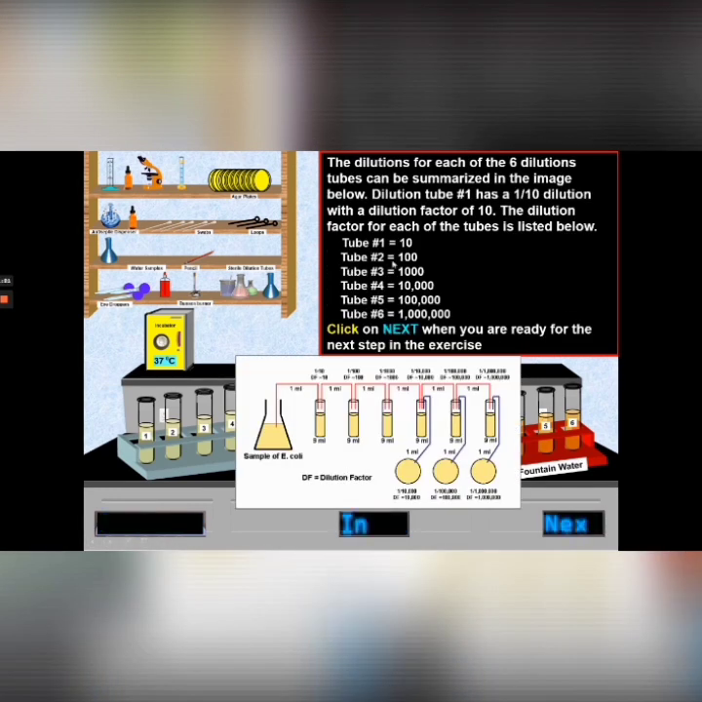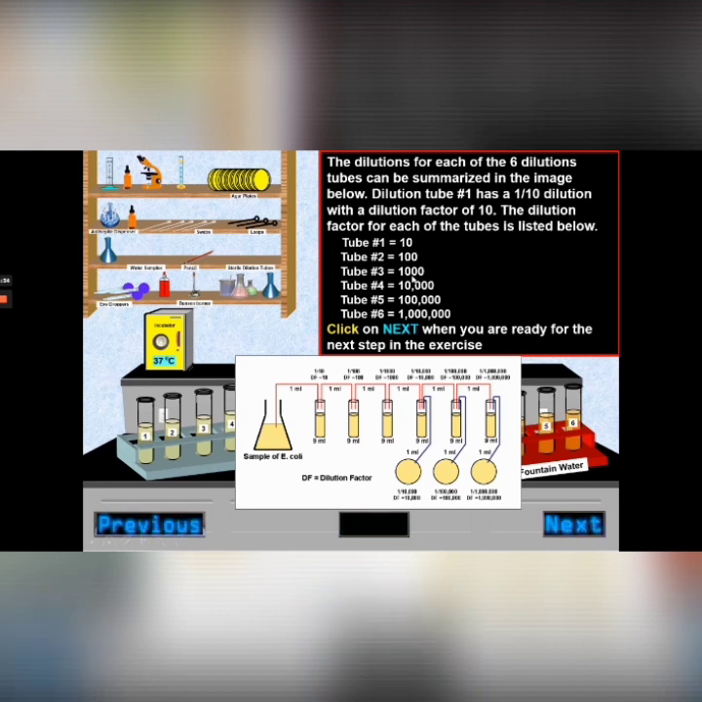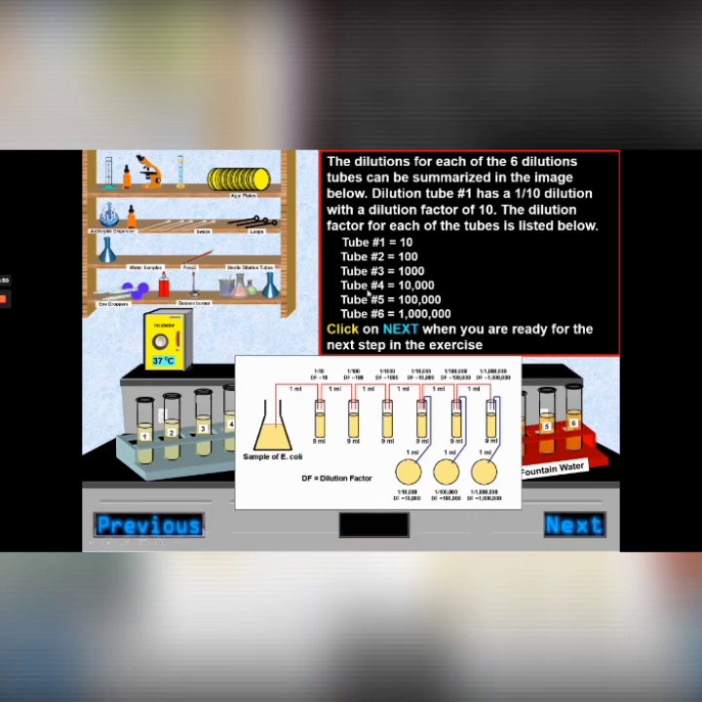Okay, here is the theory about the dilution tubes. The dilution for each of the 6 dilution tubes can be summarized in the image below. Dilution tube 1 has a 1 over 10 dilution, with a dilution factor of 10. If the tube is 2, it will be 1 out of 100. If the tube is 3, it will be 1 out of 1000. If the tube is 4, it will be 1 out of 10,000.